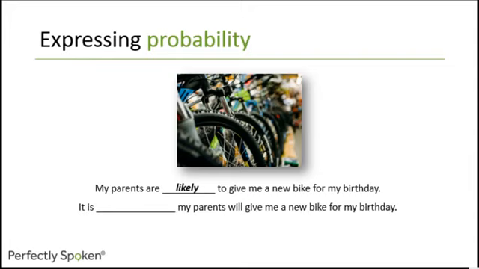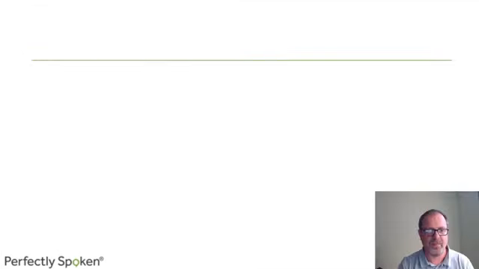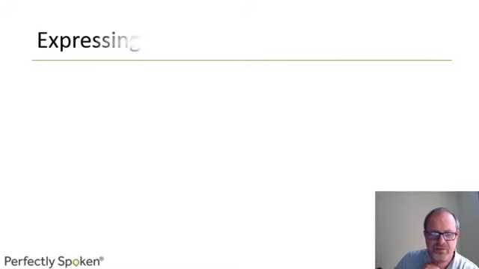In this case, we have it is, so it's that plus clause, so it's likely that my parents will give me a new bike for my birthday. Or we could say, my parents, this time we've got give the verb, so we're going to use the adverb, will probably give me a new bike for my birthday. Okay, so let's look at another example.